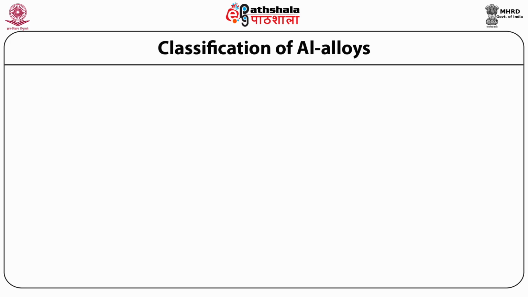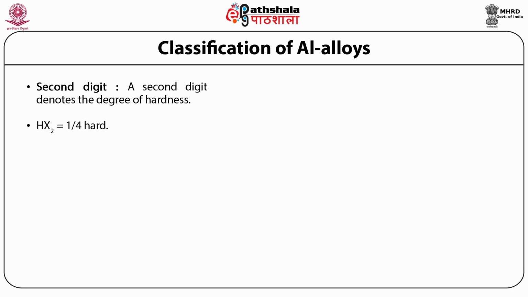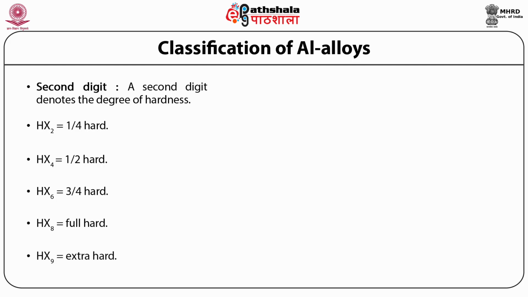Classification of aluminium alloys. Now the second digit. The second digit denotes the degree of hardness, that is, Hx2 equals 1 by 4 hard, Hx4 is 1 by 2 hard, Hx6 equals 3 by 4 hard, Hx8 is full hard, and Hx9 corresponds to extra hard.